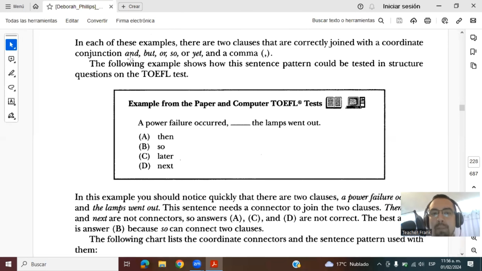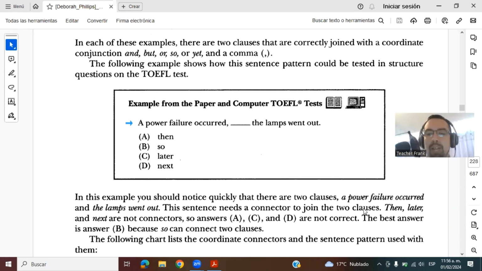Let's look at this example. A power failure occurred. The lamps went out. Our options are then, so, later, or next. Which do you think is the correct one here? Well, we know we have the answers right here. Then could be, but in this case, we're working with two verbs, right? So the best option is going to be so, because it's the logical conclusion, right? Later and next are also incorrect because those are just adverbs. So yeah, let me know if you have any questions on this one.